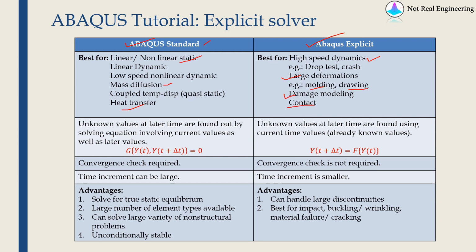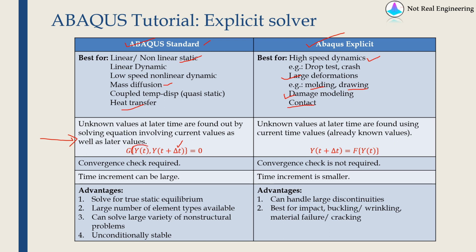And finally, contact problems. As you know, in finite element, we discretize the time with some finite time increments. That time increment is mentioned as delta t. Now to get unknown values at later time, in Abaqus Standard, we have to solve an equation. This equation has unknown values at later time, which is y of t plus delta t, and also it has values at current time, which is y of t.